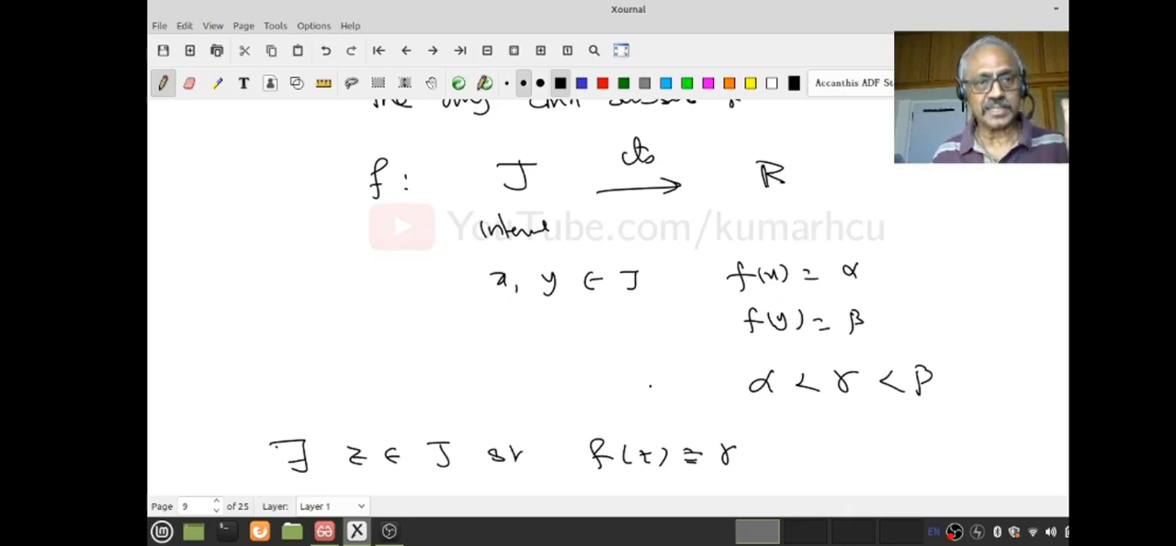Because assuming the connectedness of an interval, I proved the intermediate value theorem. And assuming the intermediate value theorem, I am going to prove the connectedness of any interval. Do you see that? Okay, don't get confused.